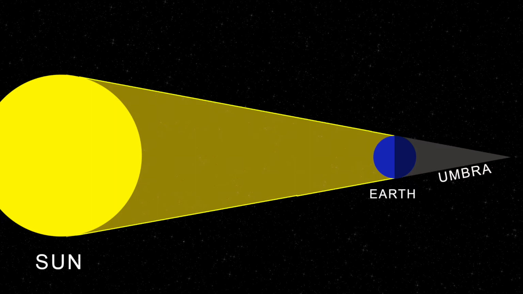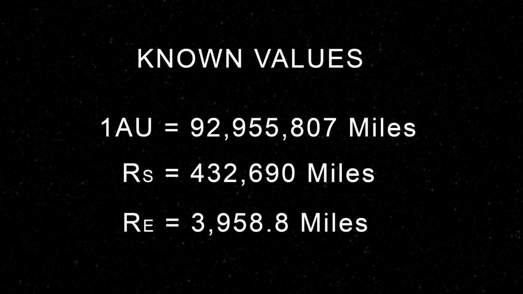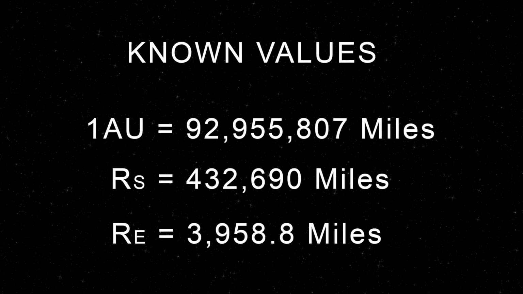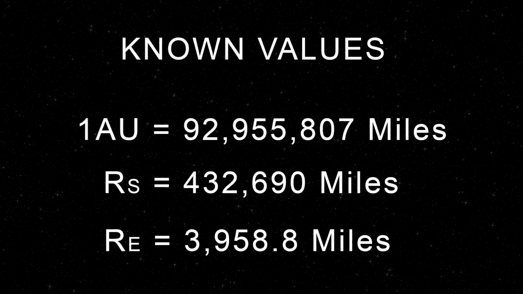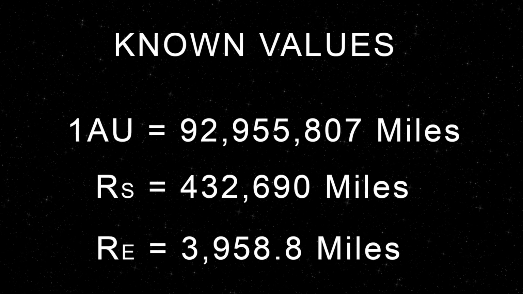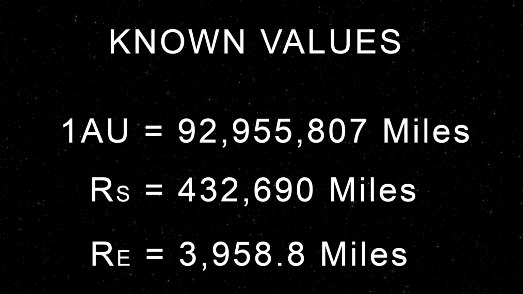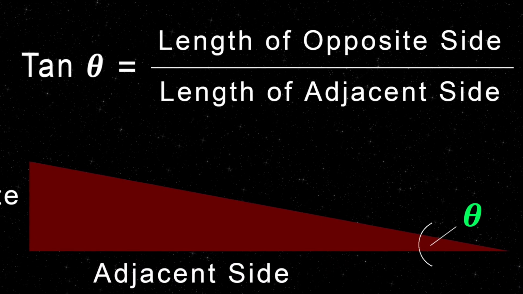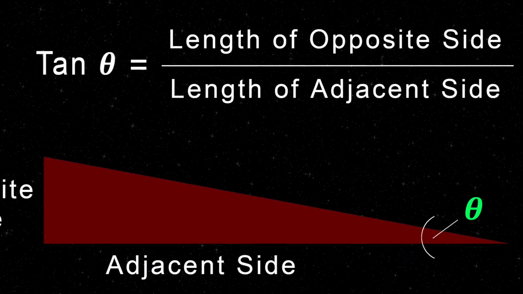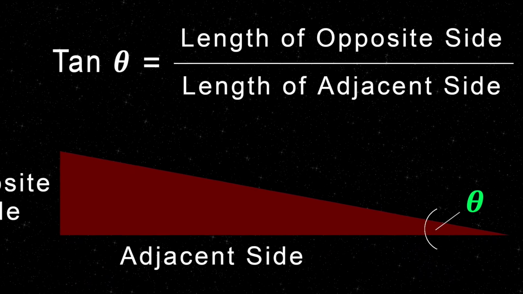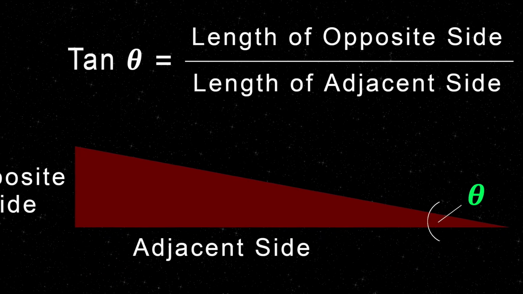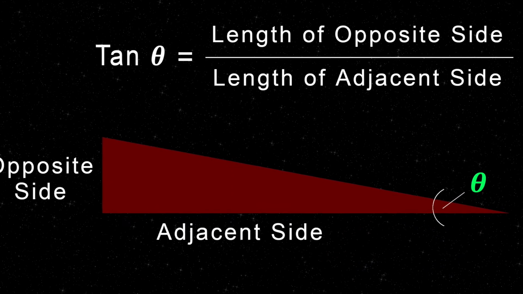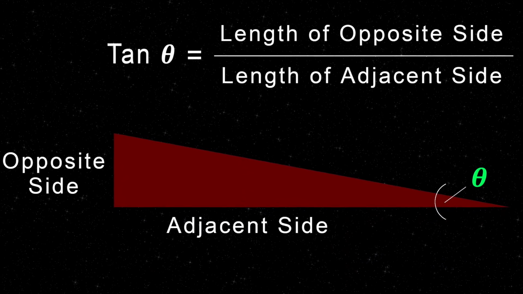In earlier lectures, we have discussed calculating the distance between the Earth and the Sun. We have also discussed the values for the radius of the Sun and of the Earth. Today, we will use those values to help us find the length of Earth's umbra. We will once again rely on our old friend, the tangent function. The trigonometric functions allow us to calculate, given two values for a right triangle, such as two sides or one side and the value of an angle, the values for the rest of the triangle.